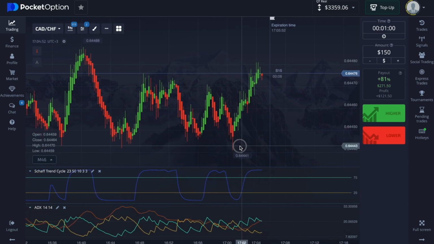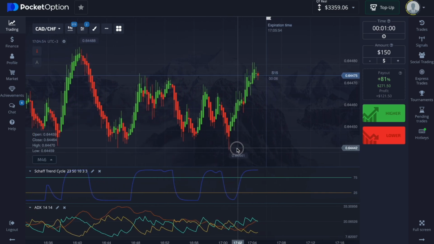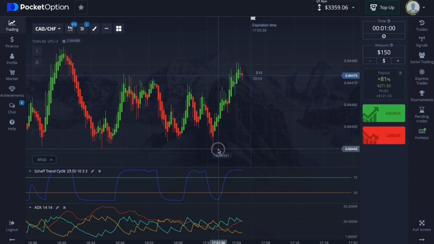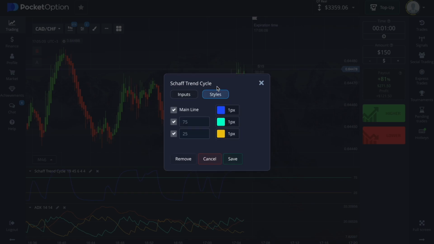Schaff Trend Cycle indicates a strong trend in a specific direction, and ADX confirms the strength of the trend, creating points for opening trades. But first, you need to configure them. Now, carefully adjust the settings. Set the values to 19, 45, 6, 4, 4. In the style section, set the main line to white and the line width to 2 pixels. Then change the upper line value to 78 and the lower line value to 23 and save.